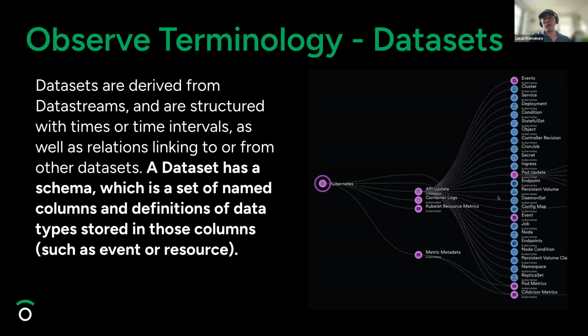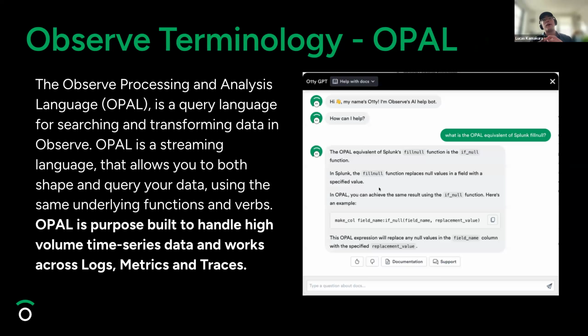Things that are constant through time whose state can change. The last thing I'll talk about is Opal, right? I've been sort of alluding to Opal, which is our observed processing and analysis language. Now, Opal is a query language for searching and transforming data within Observe.